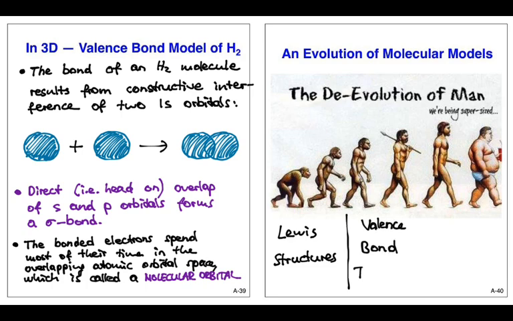Then we have now very briefly touched upon valence bond theory, where we only look at the valence electrons, and it's already a much better model than Lewis structures, but still not the most powerful. The most powerful model is called molecular orbital theory, and we will very briefly touch upon it in the next chapter, in chapter 1.8.